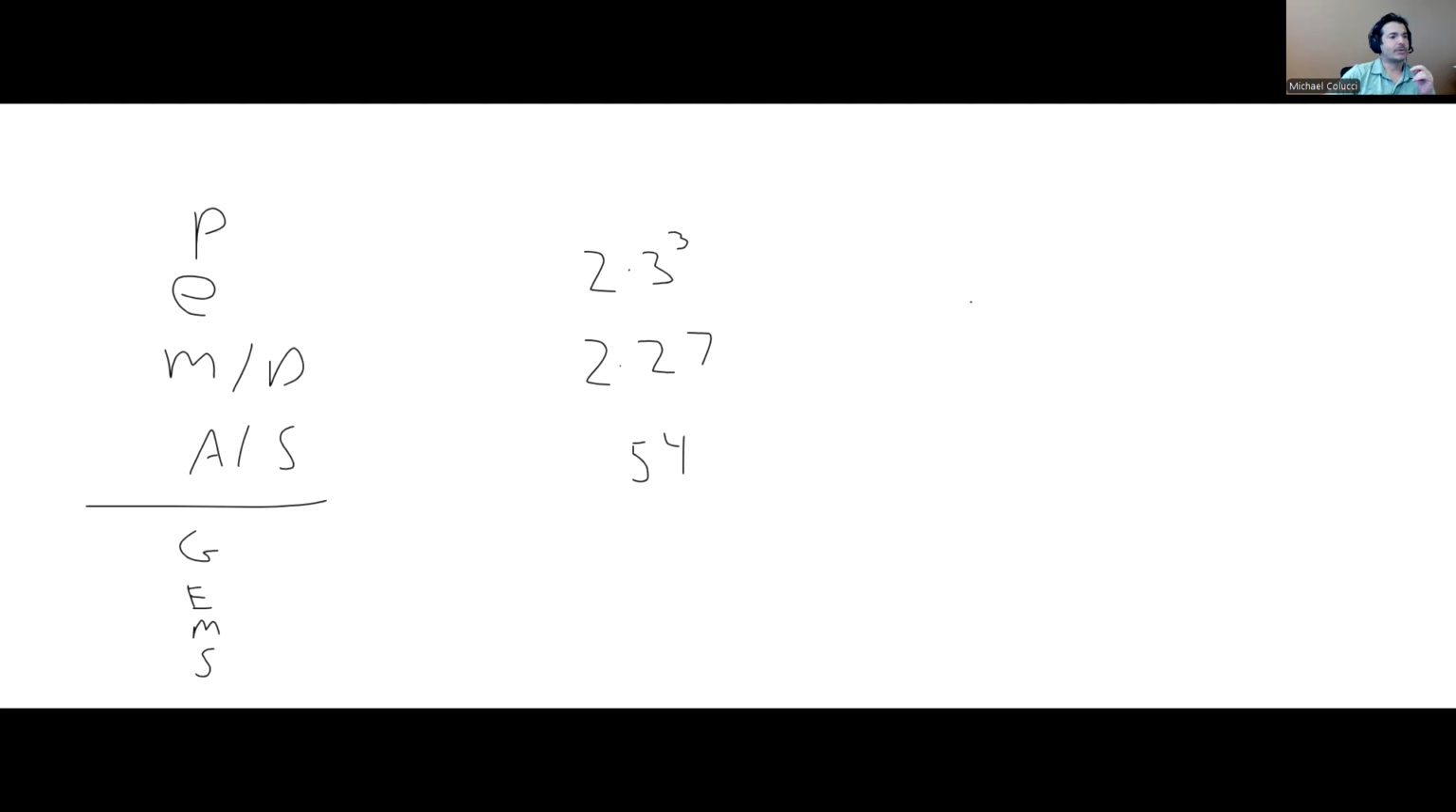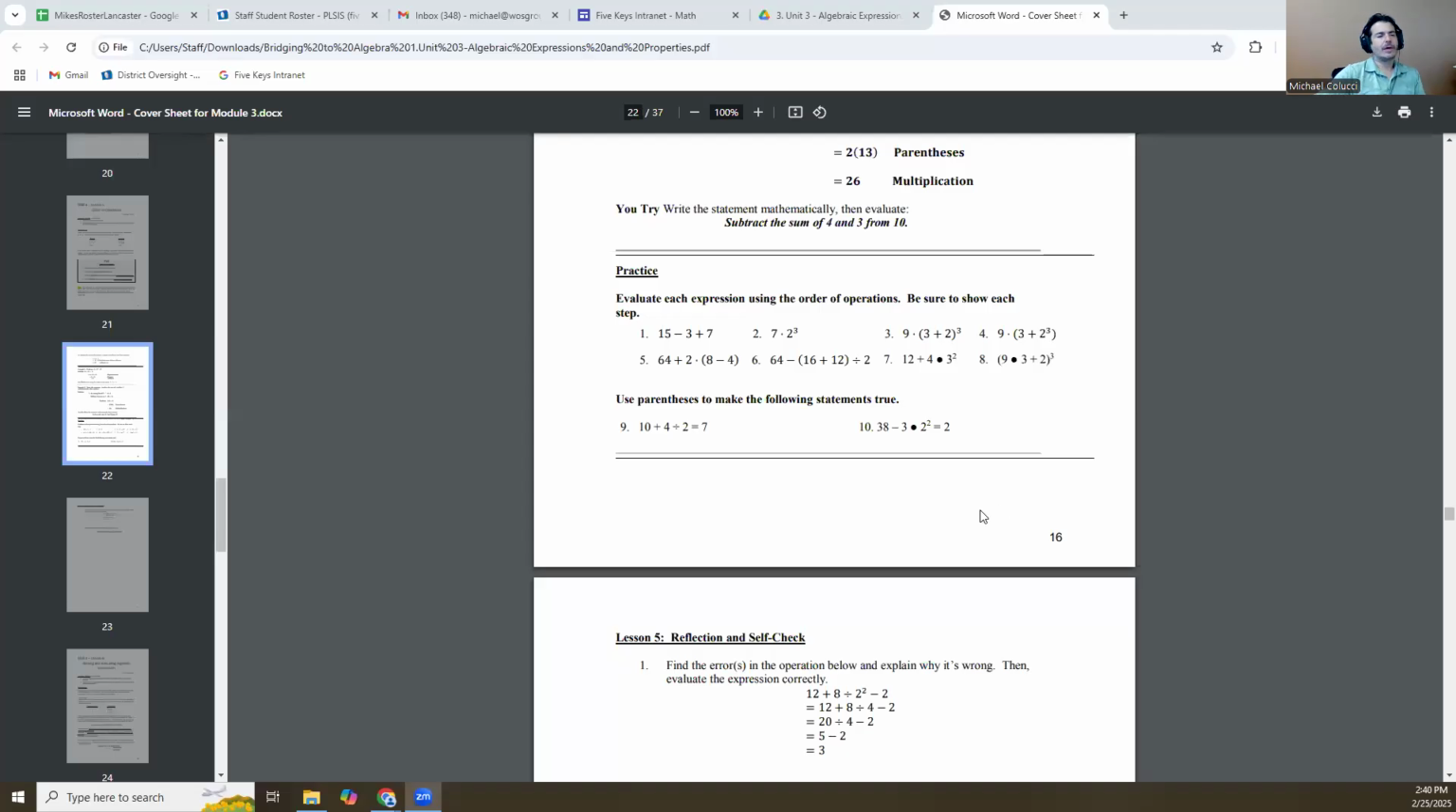We're going to clear the page. I'm going to put this on pause real quick. Okay, while I'm still here, I'm just going to walk through some of these practice problems for you so that you can see this stuff in action, okay?